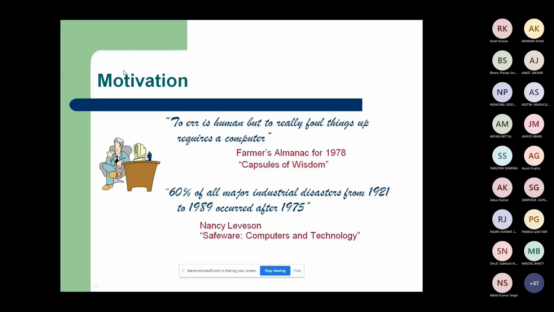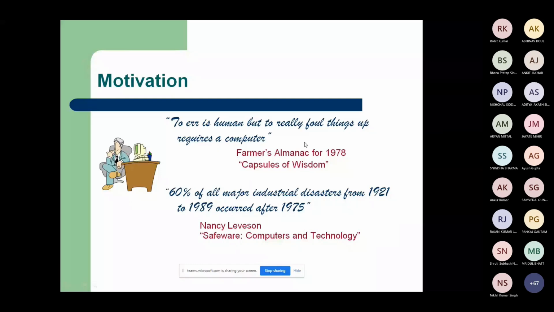And then motivation for this course, I already told you two motivations. That is better pay, and second, to be a true engineer. But another motivation has been given by a scientist, the Farmers' Almanac of 1978: to err is human, but to really foul things up requires a computer.